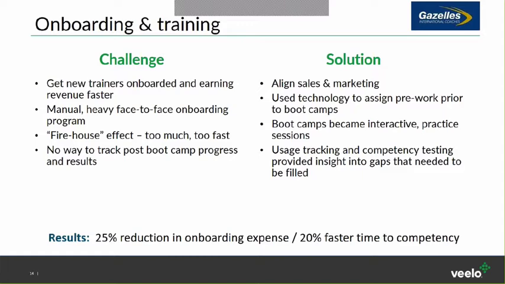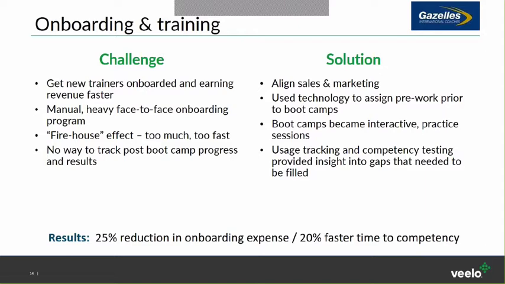They had a very manual, heavy face-to-face onboarding program, traditional, what you'd see. Everybody comes in for a week and does the face-to-face. It was kind of the fire hose effect. They were trying to cram too much information too fast in a short period of time, hoping that the trainers were going to remember it all, then sent them out into the field.